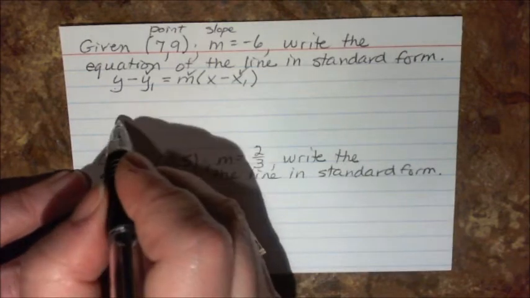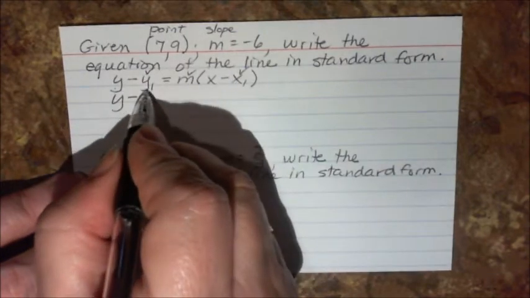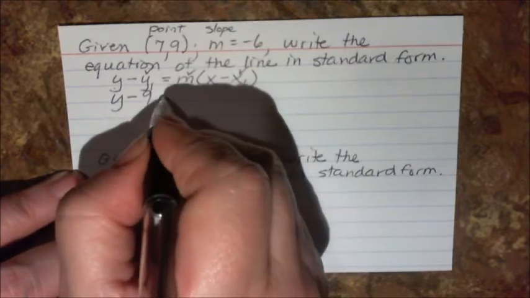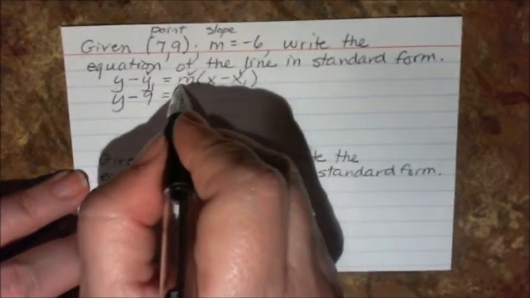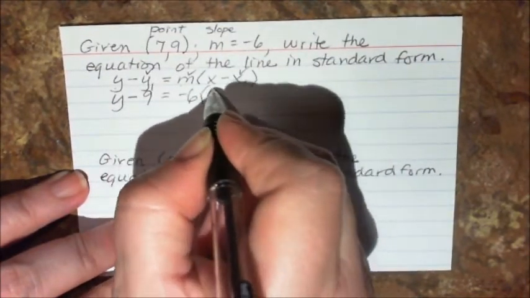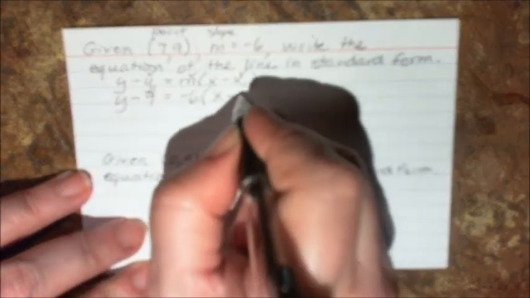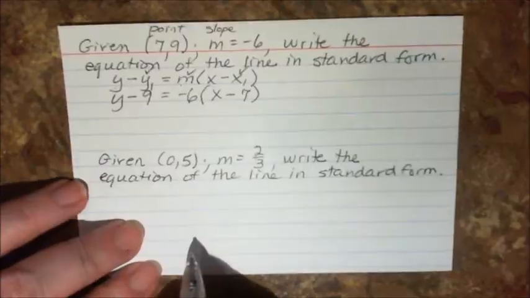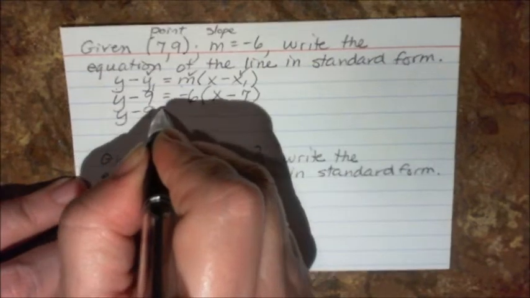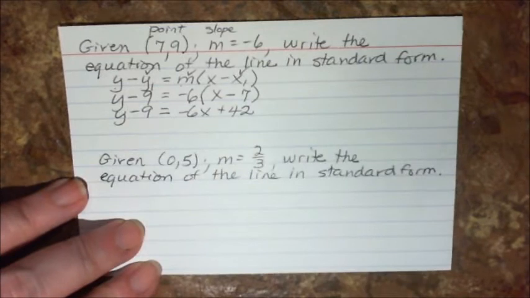Okay, so our first substitution, y minus y1 would be the number 9. That's the y value. We only have 1 point. M is the value -6, parentheses x minus x1. There's only 1 point and the x value is 7. Alright, now we're going to work on this equation to clear the parentheses. Y minus 9 is equal to -6x plus 42.